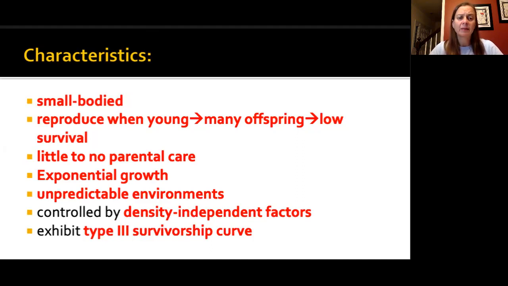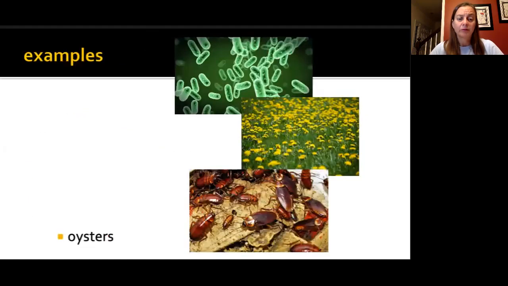So what are some examples of R selected species? Oysters are a great example of R selected species. They have lots and lots and lots of young, very few of which actually survive, and they provide no parental care. Bacteria are another great example of R selected species. Again, they reproduce very, very quickly. There's no parental care. Same thing with algae.